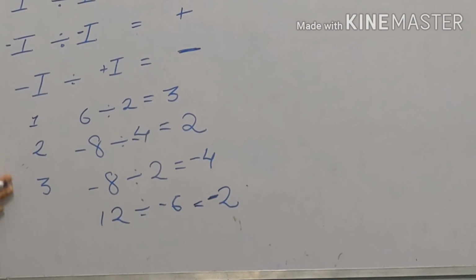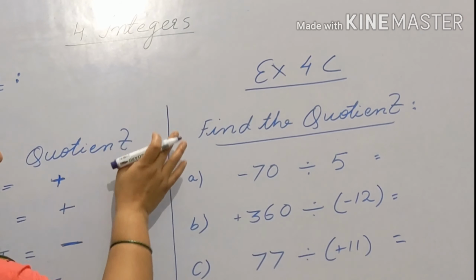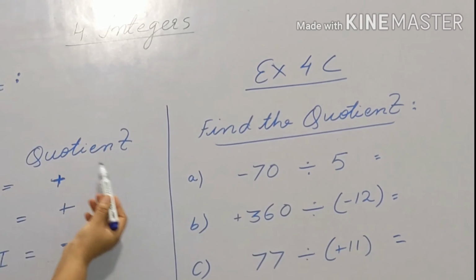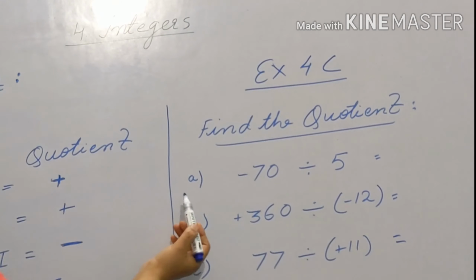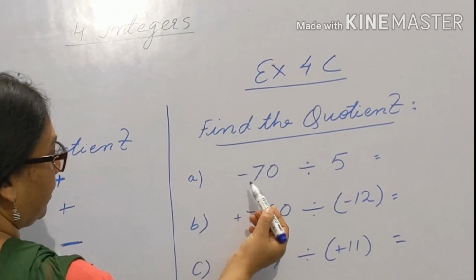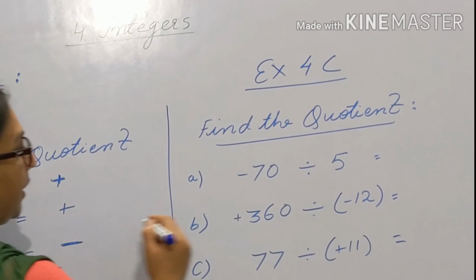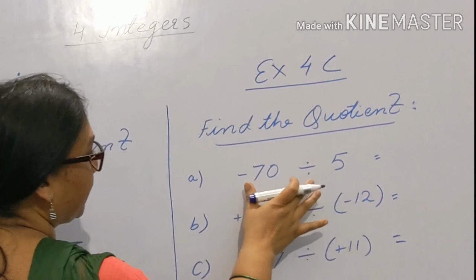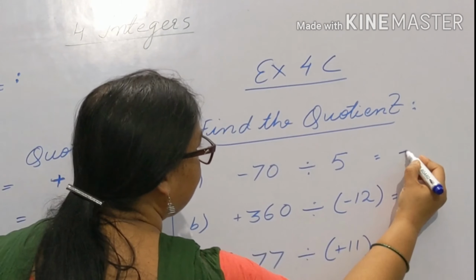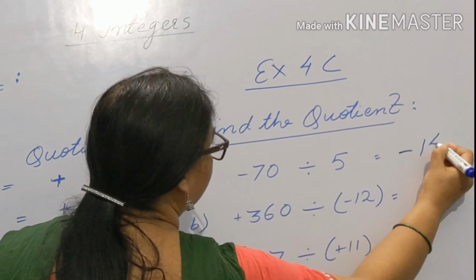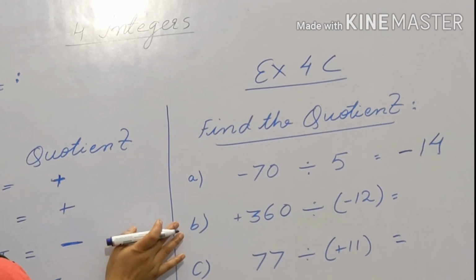So let us do some questions of division to understand this in better way. These are exercise 4C sums. If question comes, find the quotient. You all know the rules. So how will you start? Question 1. Negative integer divided by a positive integer. Hence, whenever the integers are with opposite sign, the quotient is always negative. Now divide 70 by 5. Answer is 14.